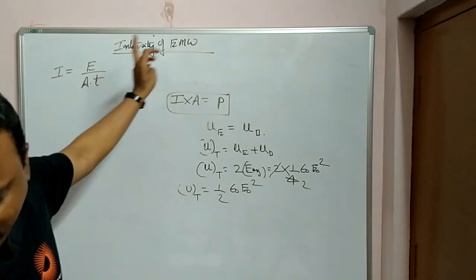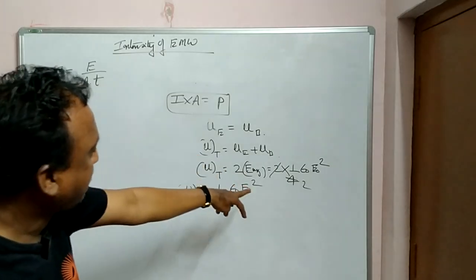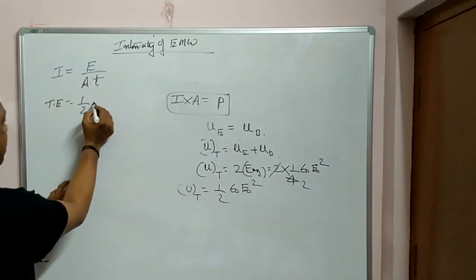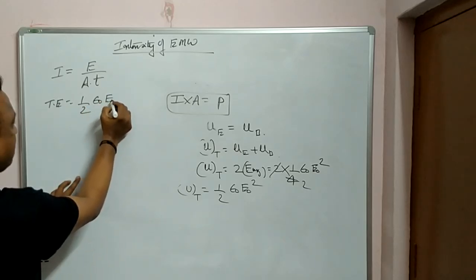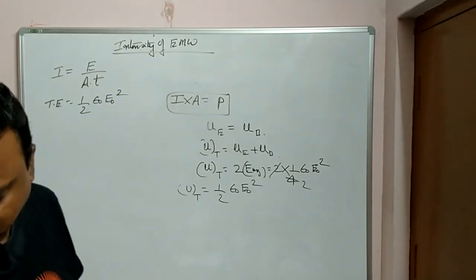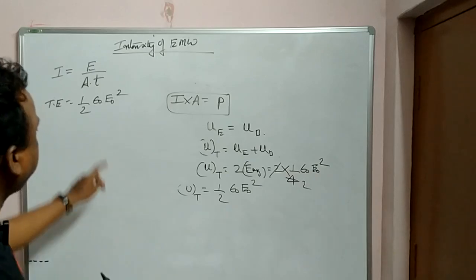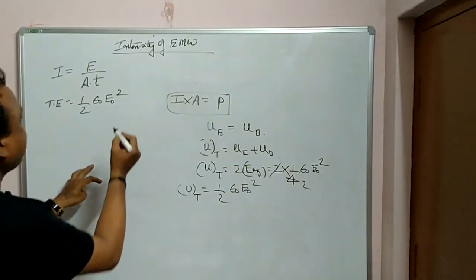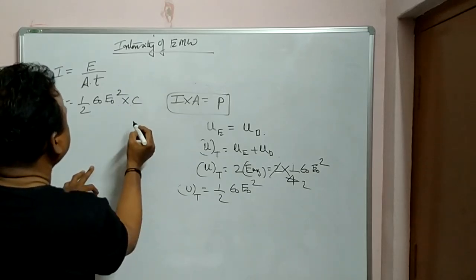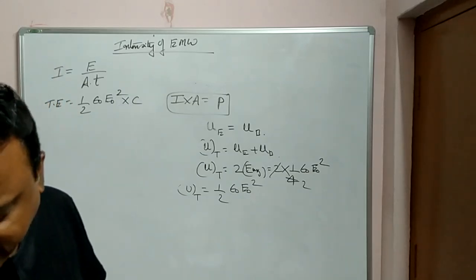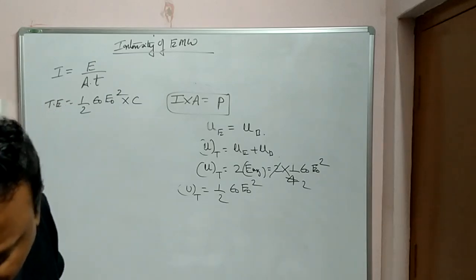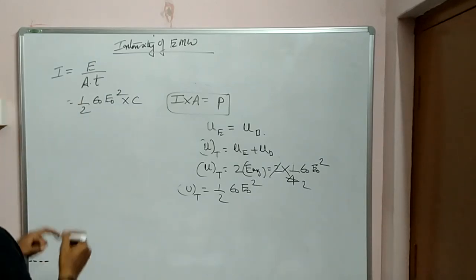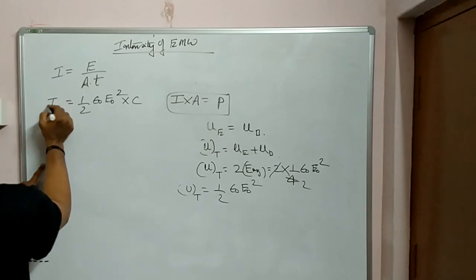Okay. So ఈ ఫార్ములా ఎలా మారిపోతుంది ఇప్పుడు? ఇప్పుడే చెప్పాను మీకు. What is the total energy? Total energy density is half into epsilon naught E naught square. Okay? This multiplied with C. If you multiply it with C, then you will get the intensity. Another formula, please.